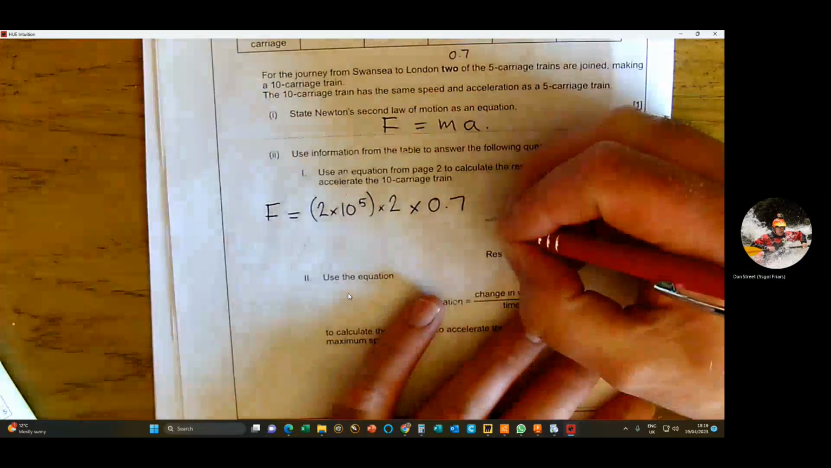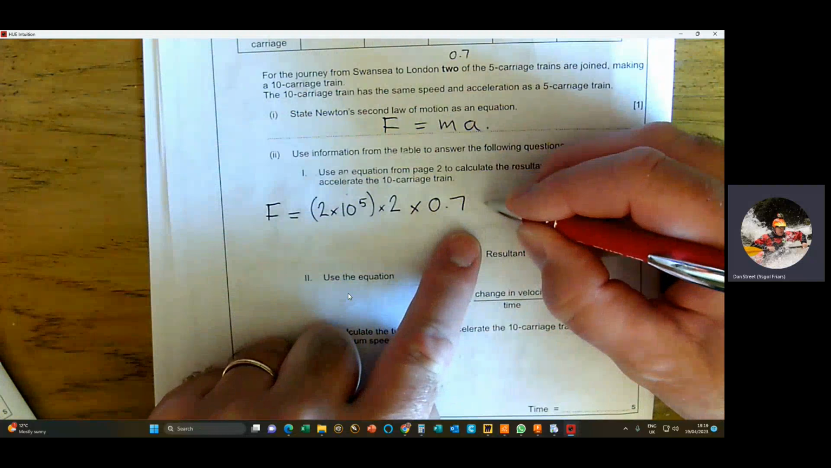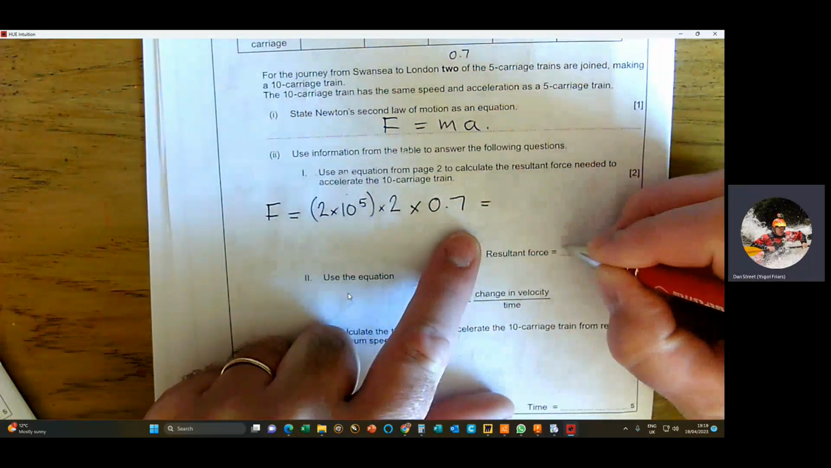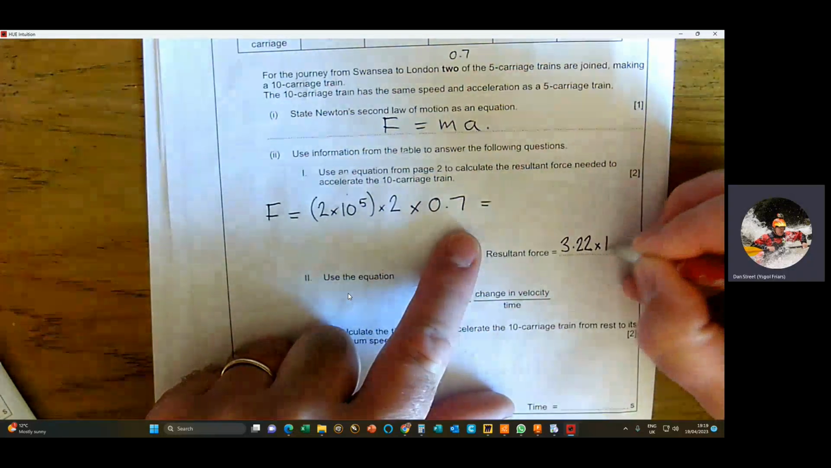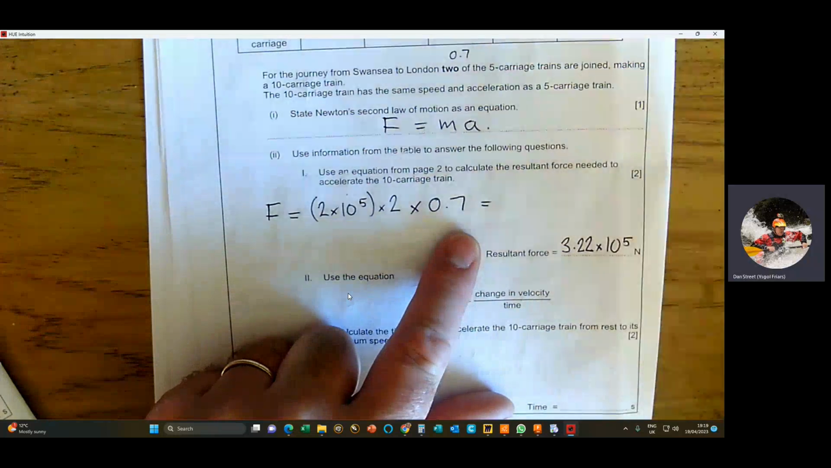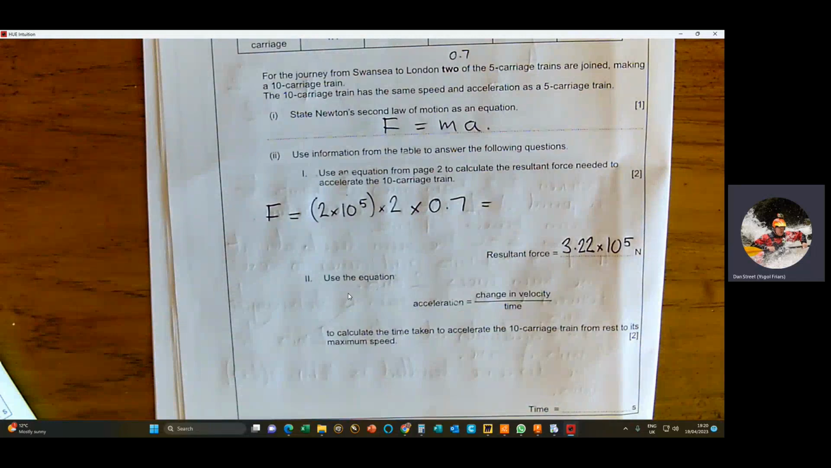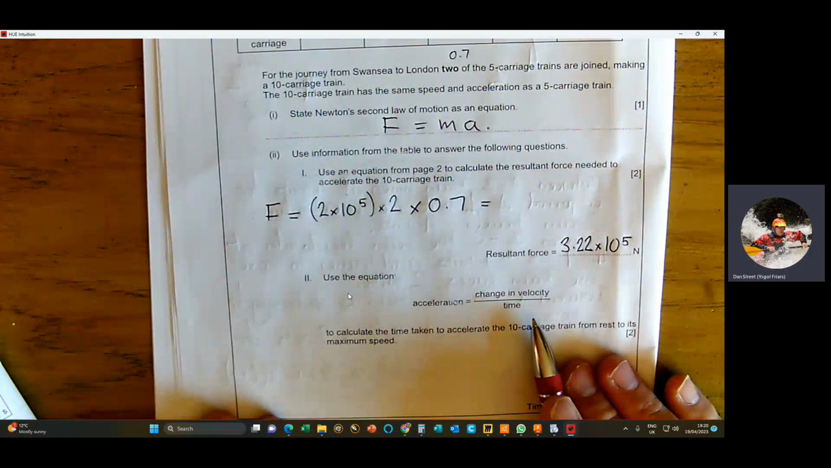I've not put the units in here, for simplicity, but the answer to that is 3.22 times 10 to the 5 newtons. So they give you the units and the answer there. Now this question is possibly a little bit more difficult.